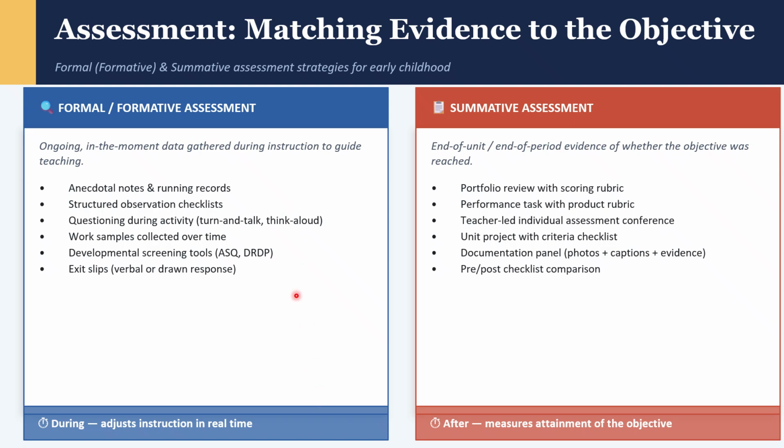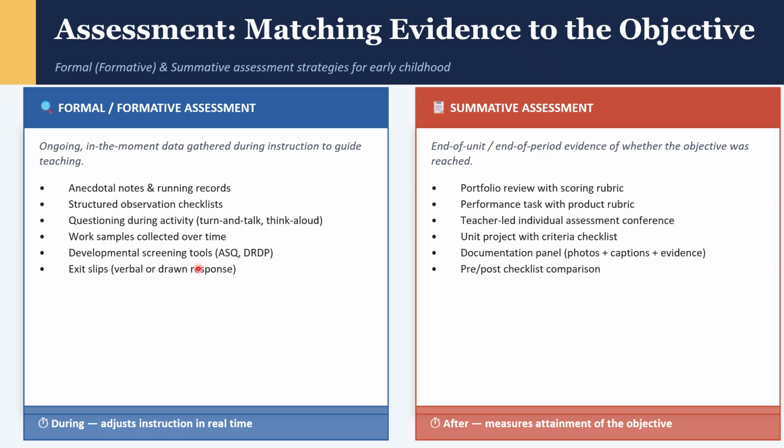So what are some of the things that we can do? We can take anecdotal notes and running records. We can do checklists. I like to do things like questioning during the activity. So anytime a teacher asks a student a question, that's a type of assessment. It's a formative assessment. So you can do the turn and talk. I call that think, pair, share, or the think alouds. Work samples collected over time. So how did the child write their name in September? How did the child write their name in January? And how did the child write their name in May, right? That helps me see how the child's skills are progressing.